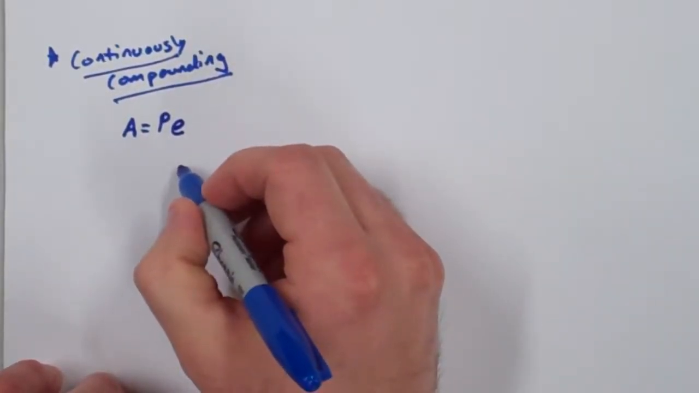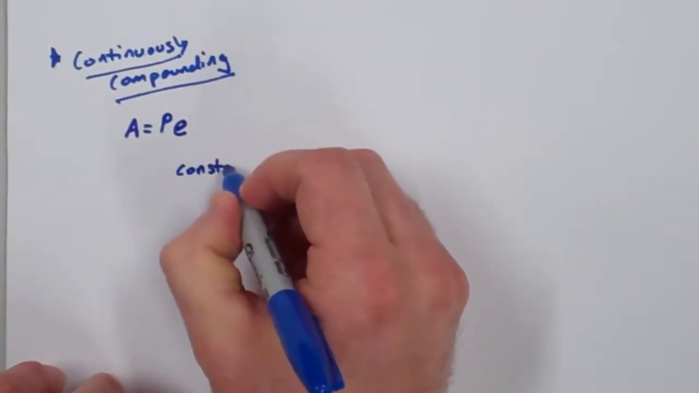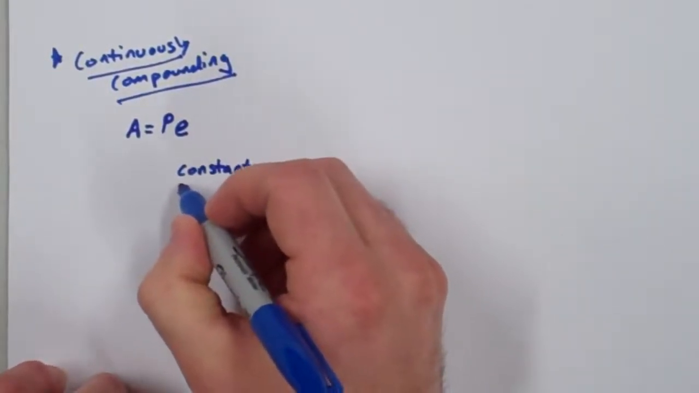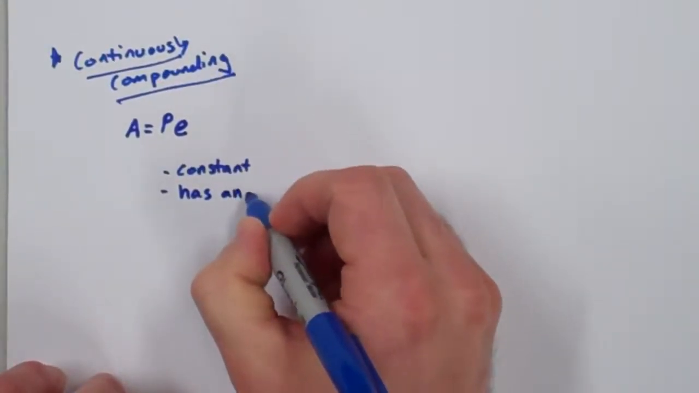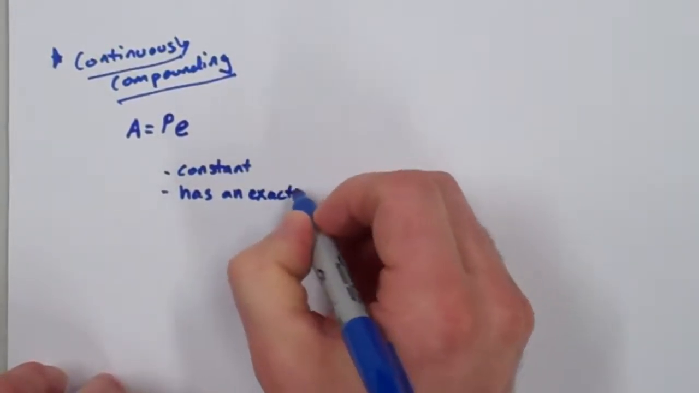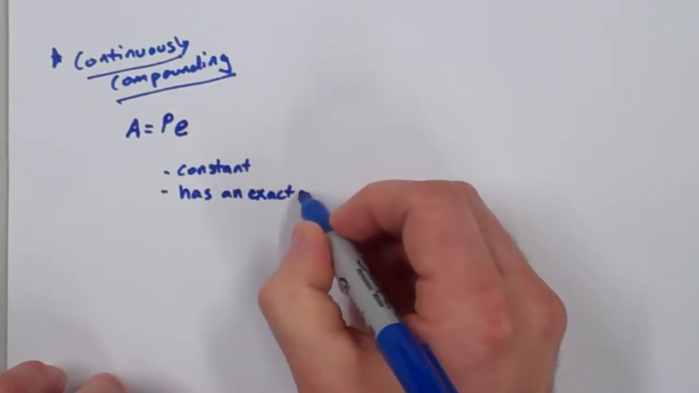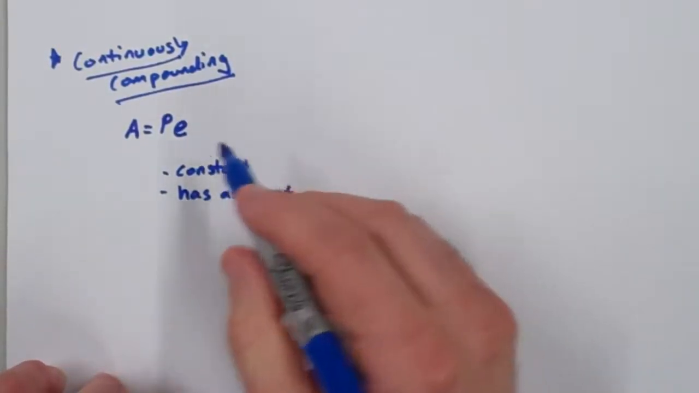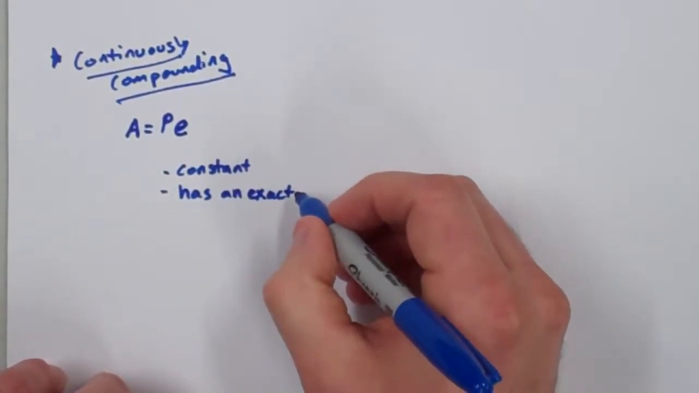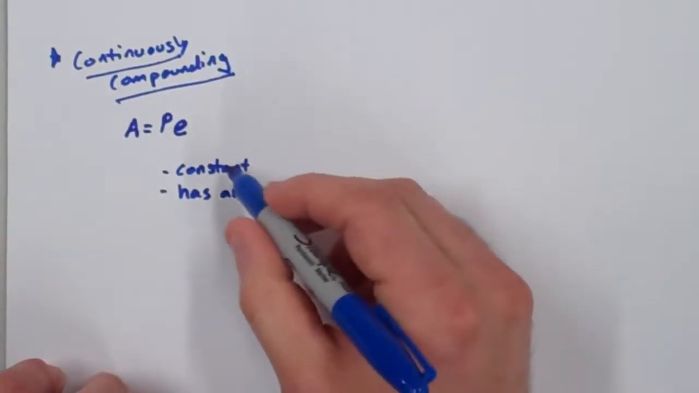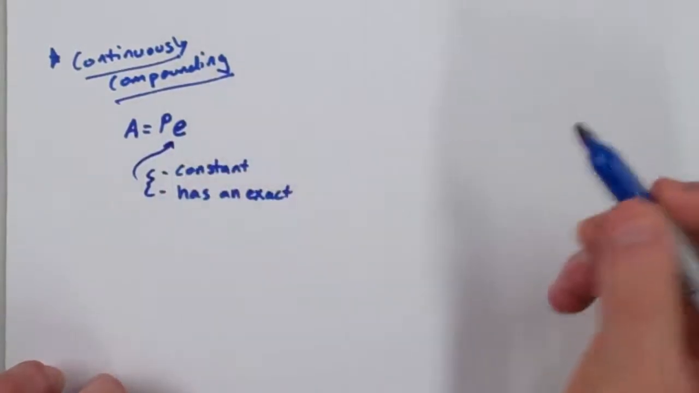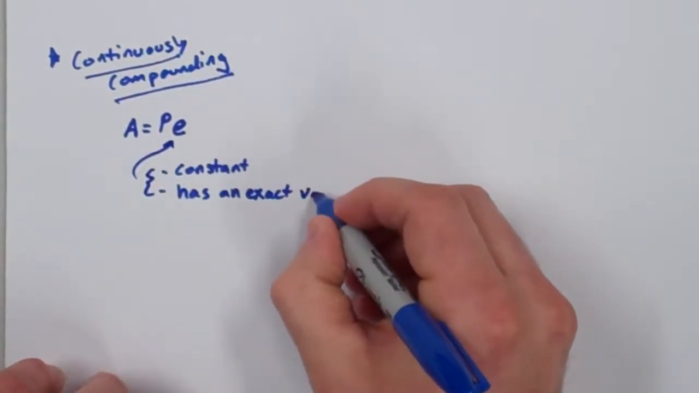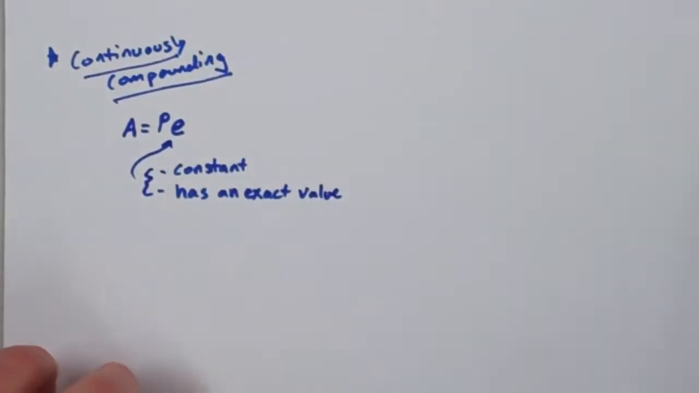And E is a constant, and I'm going to write here also has an exact value. Now it turns out that this is an irrational number, so you can't write E as a fraction, but it is an exact number, just like pi. So let's see, it's a constant, and has an exact value. And there's a button for that on your calculator.